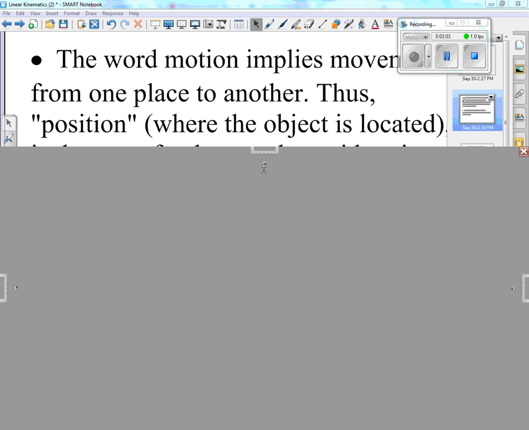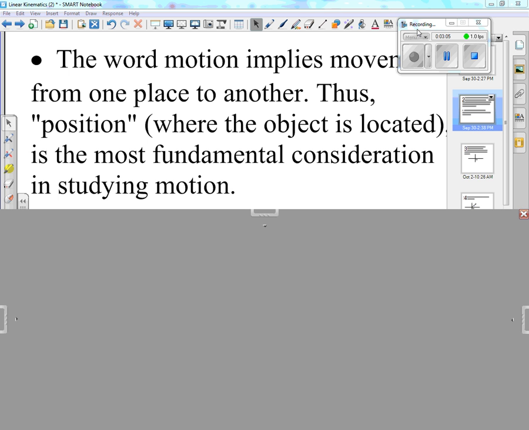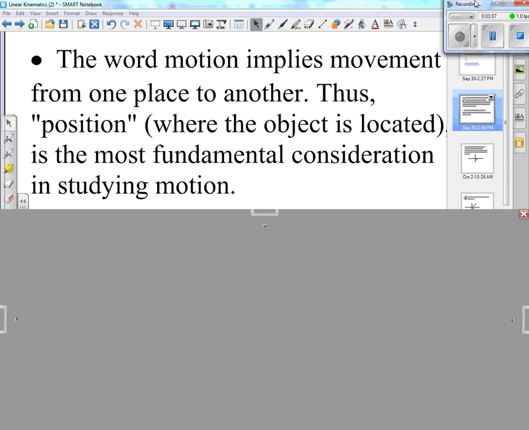Okay, so some definitions, because scientists love to start with definitions. The word motion implies movement from one place to another, thus position, where the object is located, is the most fundamental consideration in studying motion. Before you can do anything, you have to understand position. Anna, where are you? Right now, what is your position?